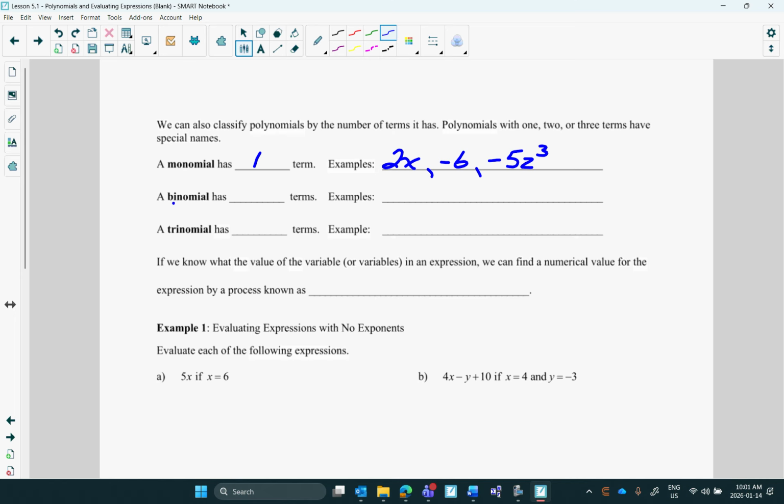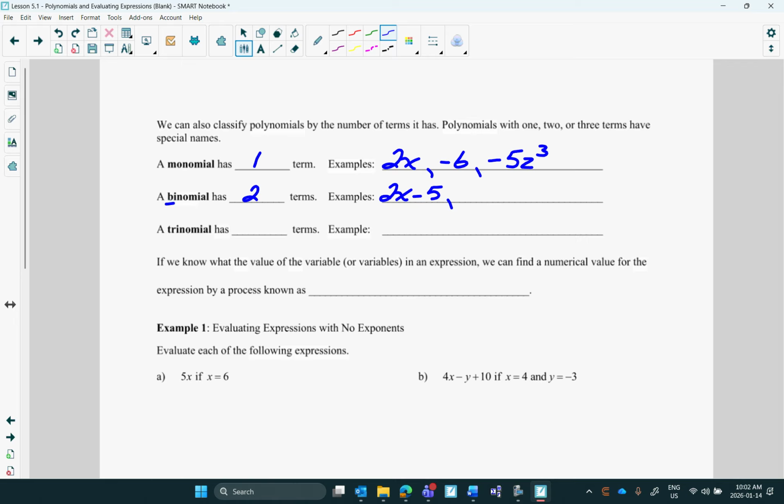Thinking of these 2 letters in front, how many terms do you think a binomial has? 2. Can somebody give me an example? -5. That's a monomial. Remember, 2 terms has to be separated by a plus or minus sign. Yep. 2x minus 5. Yes. Because it's got 1, 2 terms. Can somebody give me another one that has an exponent in it?